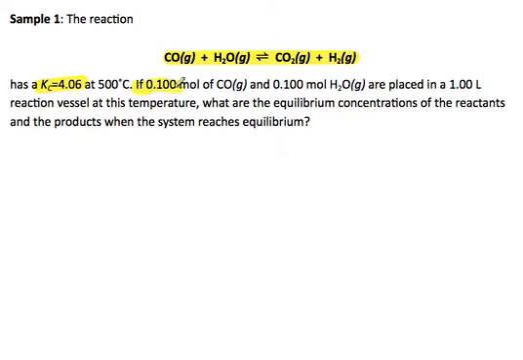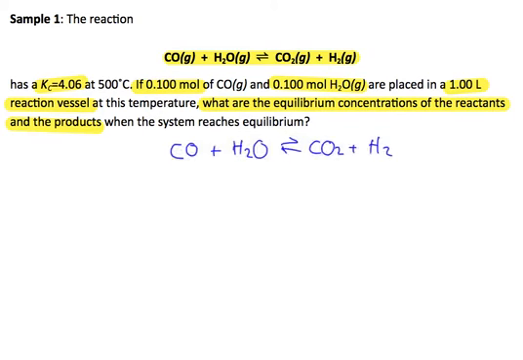And you have 0.1 mole of carbon monoxide and 0.1 mole of water placed in a 1 liter reaction vessel. So moles and volume have to convert to concentration, moles per liter. That's an easy one. So the question is, what are the equilibrium concentrations of the reactants and products at equilibrium? So we're determining equilibrium concentration. So the first step here is going to be an ICE table.